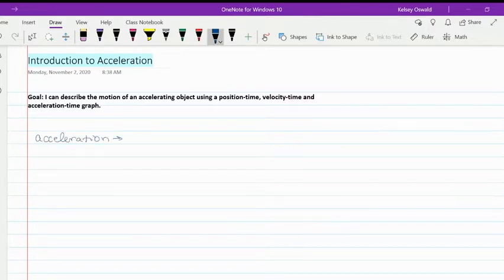So, when we look at acceleration, this is going to be the rate of change of velocity. So basically, whenever velocity changes, we have acceleration. So this could be our velocity changing value or changing sign.